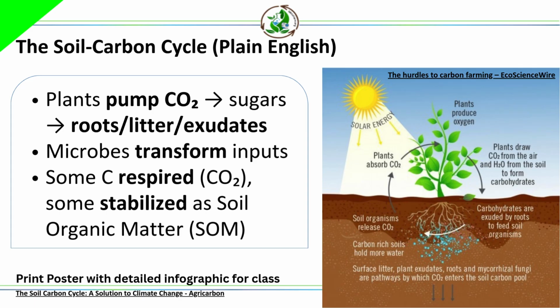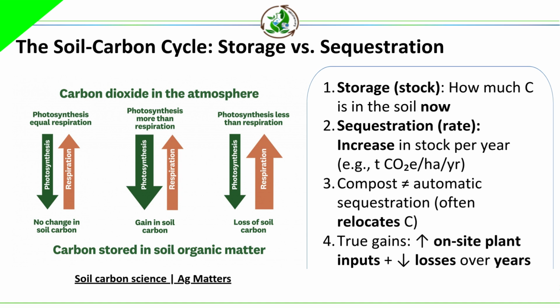See the arrows? We'll practice tracing them. Which part can we influence with cover crops? With reduced tillage? Remember, more soil carbon means better soil health and even climate benefits. Let's clarify two terms: carbon storage and sequestration. Storage is like your bank balance, how much carbon is currently in the soil. Sequestration is like the interest rate, how fast that carbon balance is growing each year.